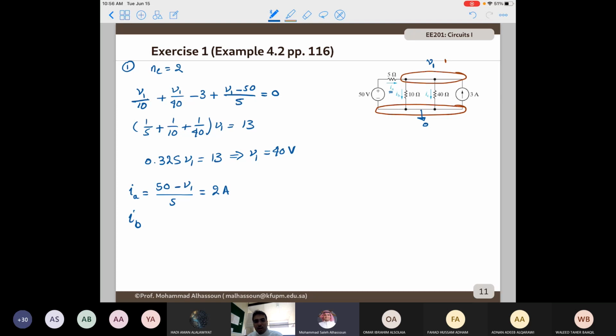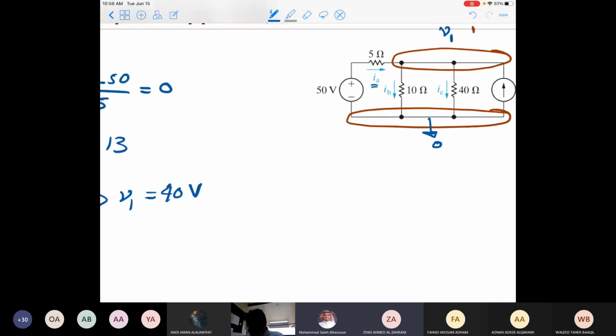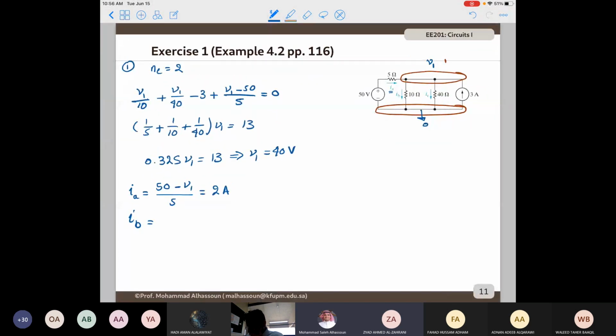IB, let's see Ziad. Yes. What will IB equal? 40 over 10, but in the opposite direction. Minus 4. And this is going to be 4.